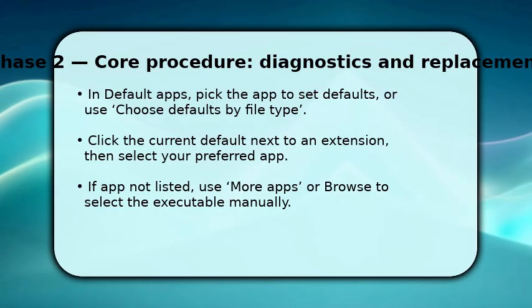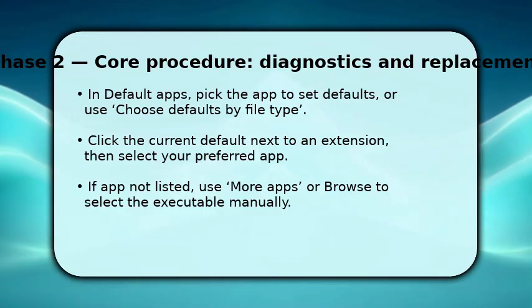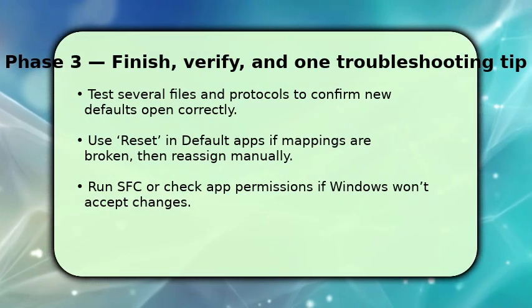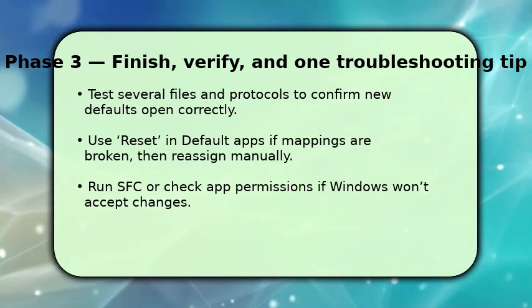Make sure to repeat for related extensions so similar files open consistently, and proceed methodically to avoid mismatch. Finish by testing. Open a few files of each changed type and trigger any protocols like mailto to verify behavior.